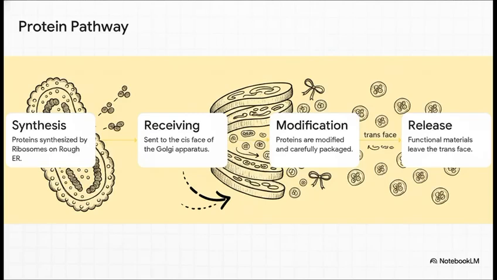Picture how this biological assembly line actually operates in a step-by-step flow. First up, proteins are synthesized by these tiny structures called ribosomes, which are stuck right onto the rough endoplasmic reticulum. Once they're made, these materials are sent on over to the receiving side of the Golgi apparatus. That's known as the cis phase. Inside the Golgi, the materials get modified, refined, and neatly packaged up. Finally, they get released as perfectly functional materials from the shipping side, or the trans phase. It is just a perfectly coordinated pathway.